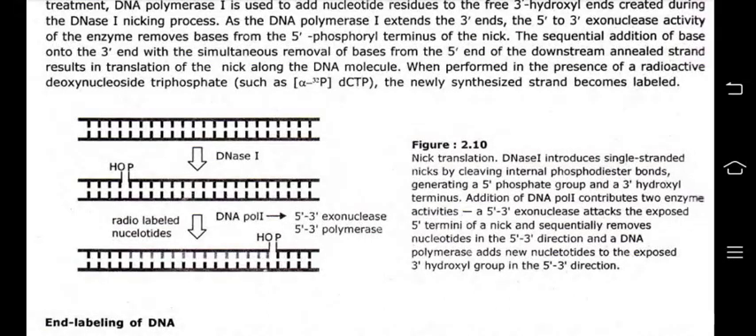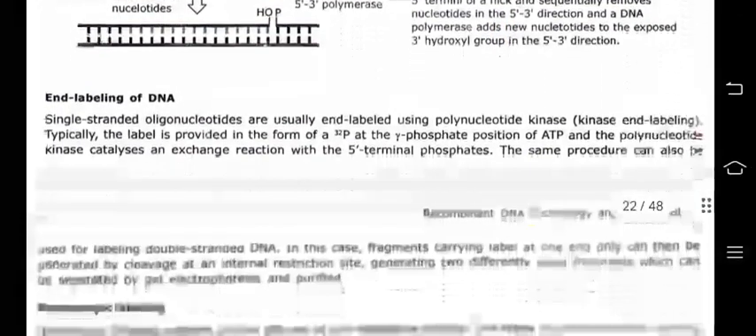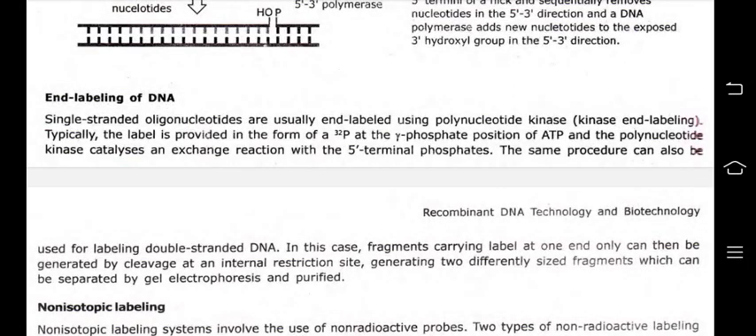DNase 1 introduces single-stranded nicks by cleaving internal phosphodiester bonds, generating a 5' phosphate group and a 3' hydroxyl terminus. Addition of DNA polymerase 1 contributes two enzyme activities. A 5' to 3' exonuclease attacks the exposed 5' terminus of the nick and subsequently removes nucleotides in the 5' to 3' direction, and the DNA polymerase adds new nucleotides to the exposed 3' hydroxyl group in the 5' to 3' direction.